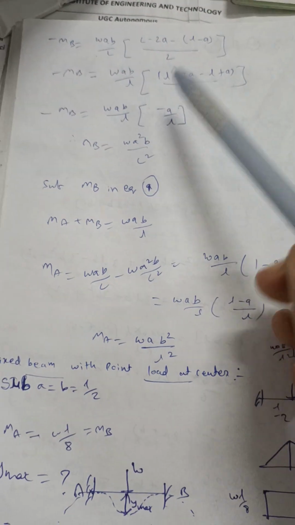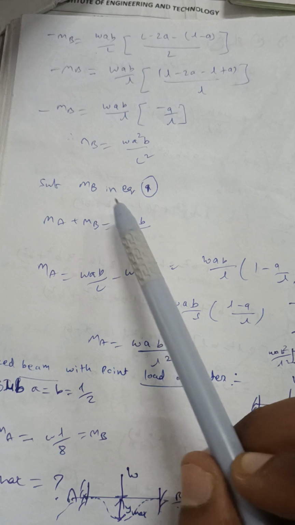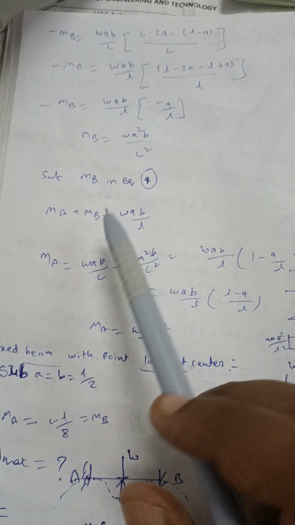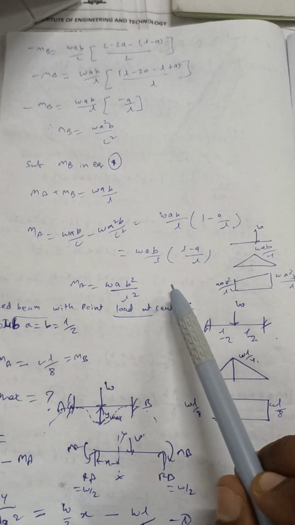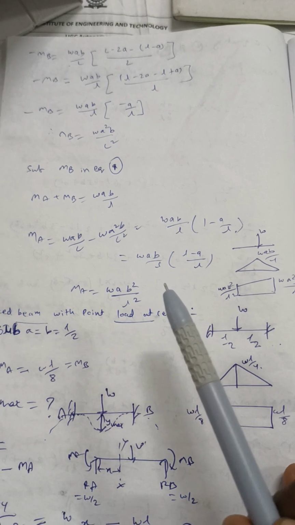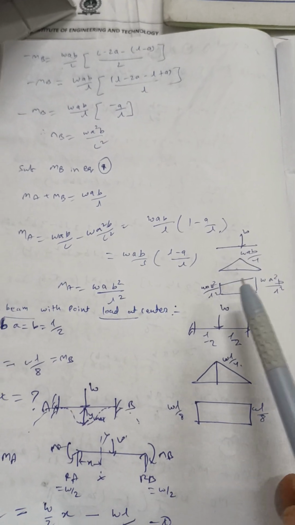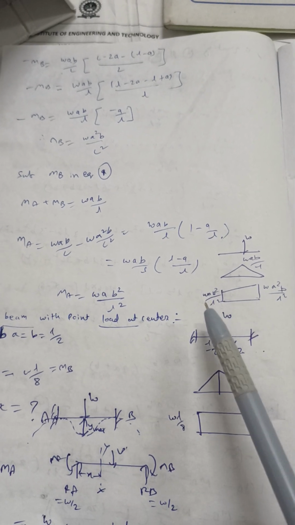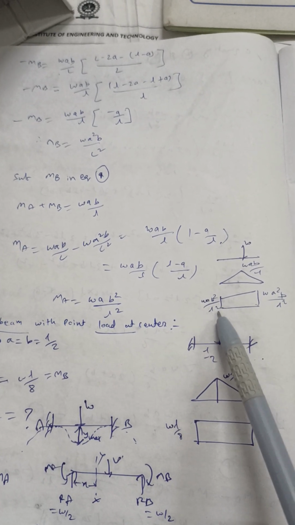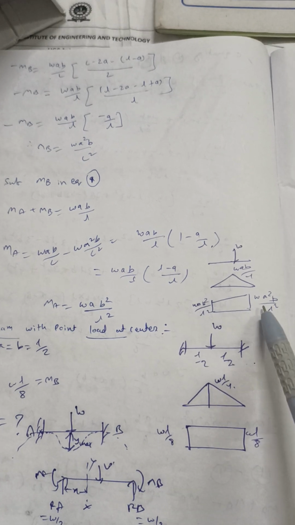This is simplification. Okay. Now, substituting the MB value in equation 1, we can get the MA value as WB square by L square. So the fixed end moments MA and MB we have calculated: MA is WAB square by L square, and MB is WA square B by L square.